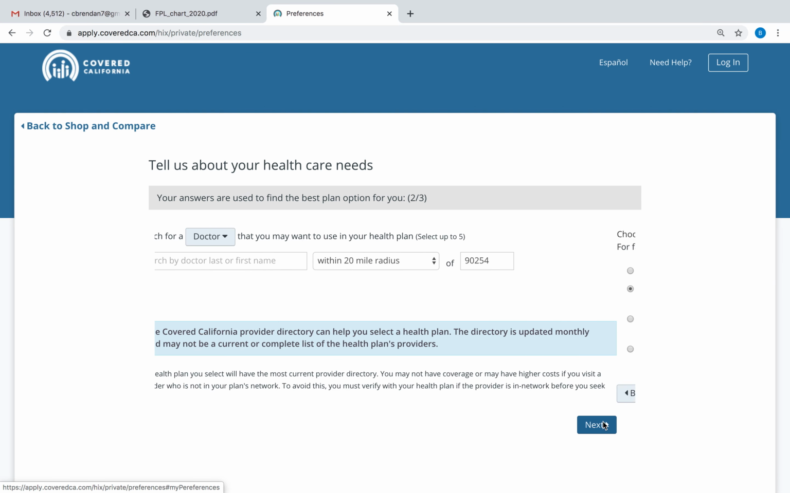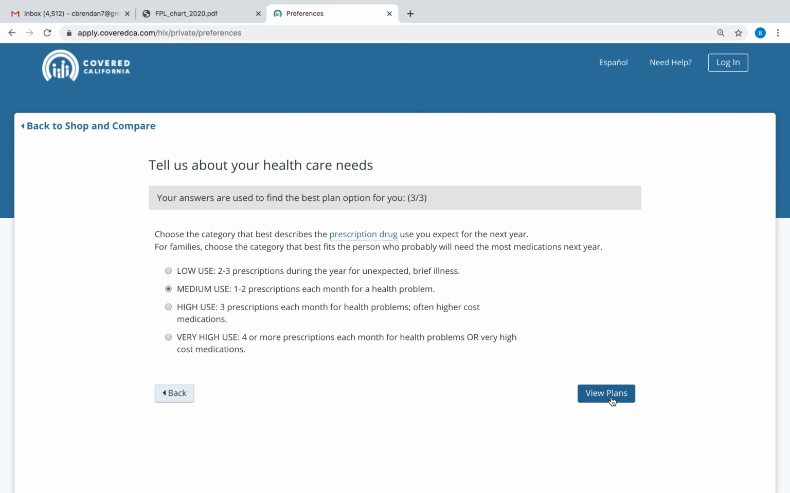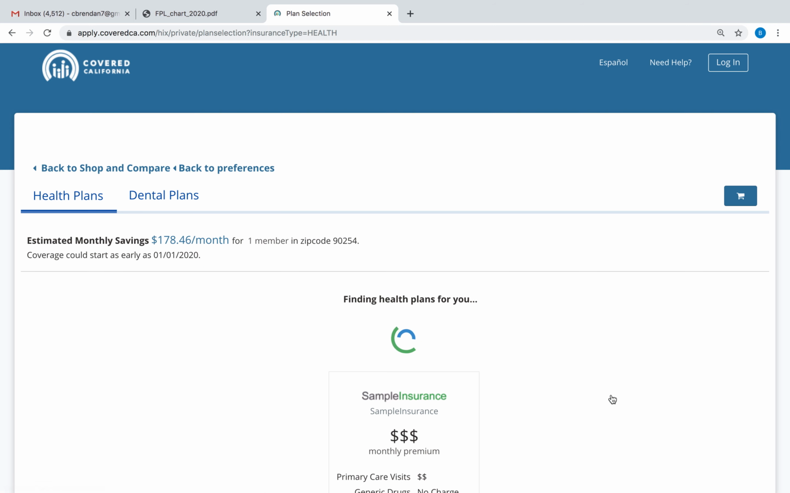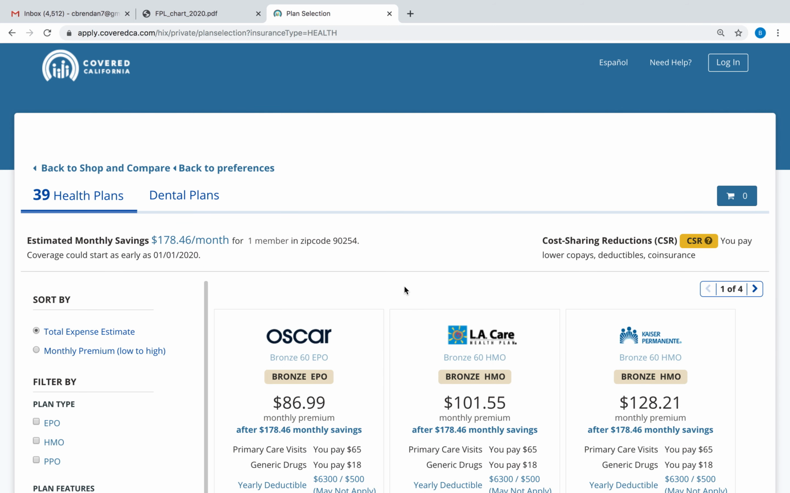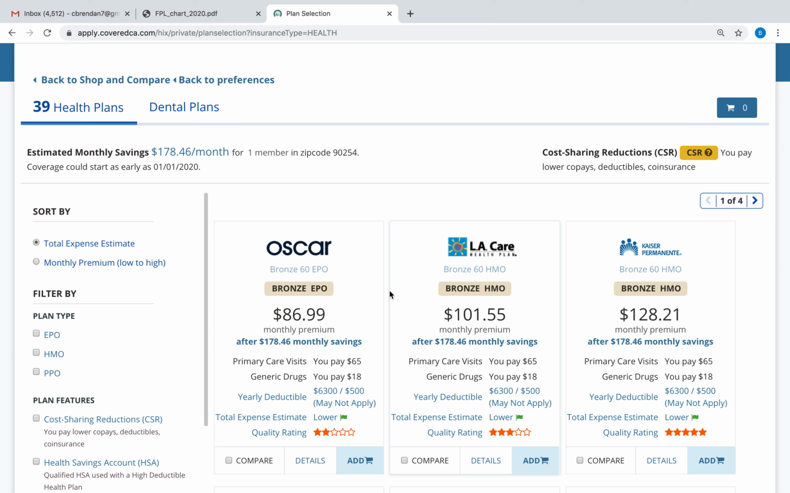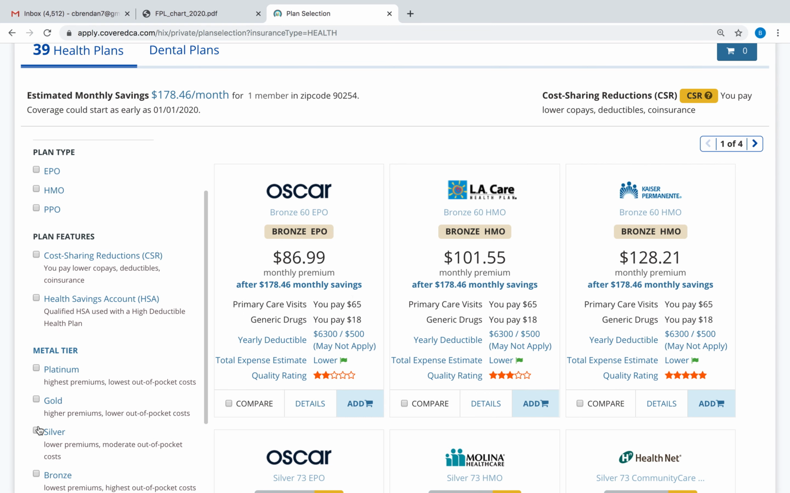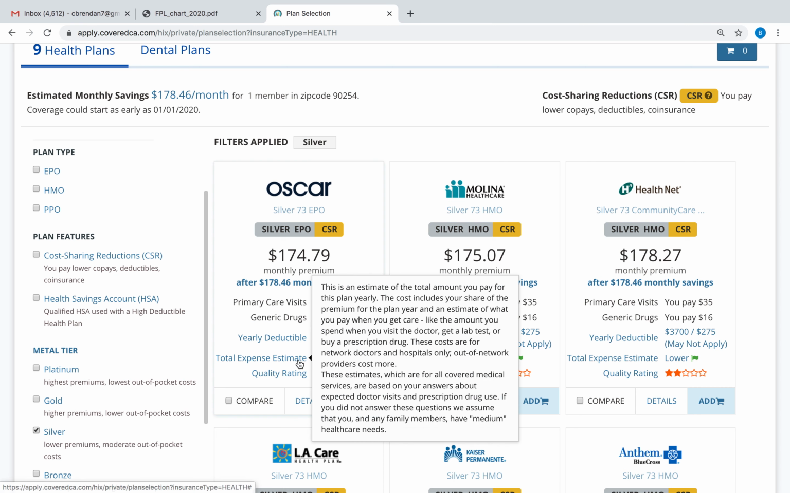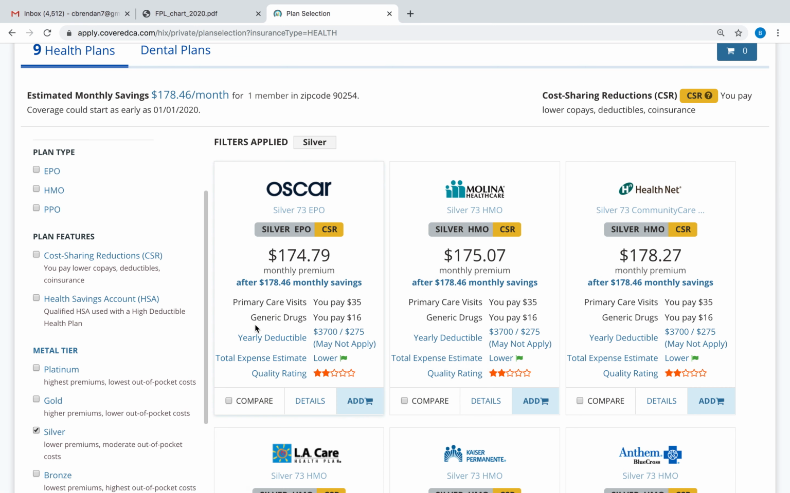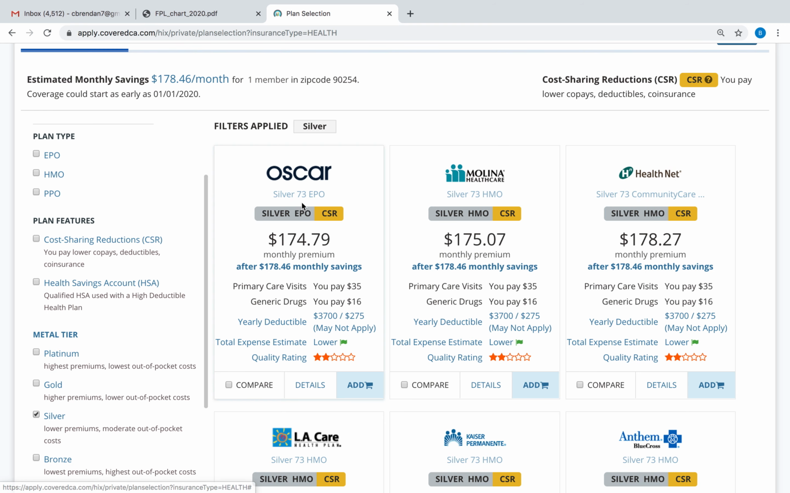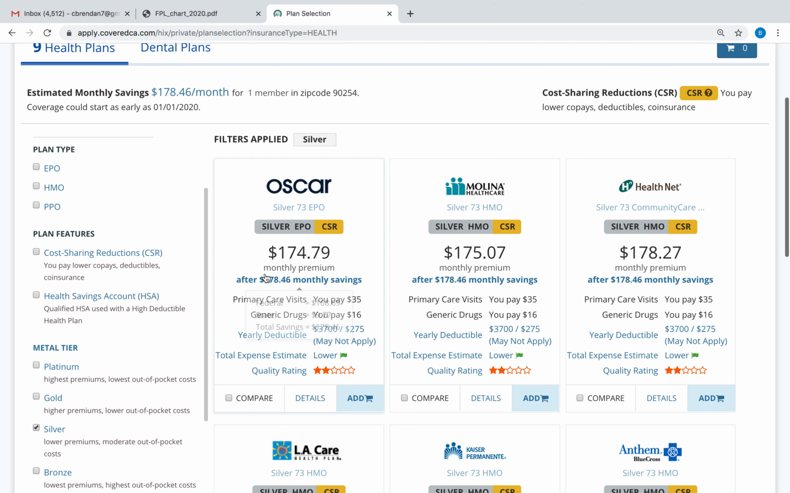It's important to keep in mind that Cover California uses modified adjusted gross income. That's the number. It's more towards your gross income than it is towards a net. If you have any questions on that, please give me a call. I can explain it. In my other video, where I talk about the shop and compare tool, I dive into that a little bit more. So this is the silver 73.